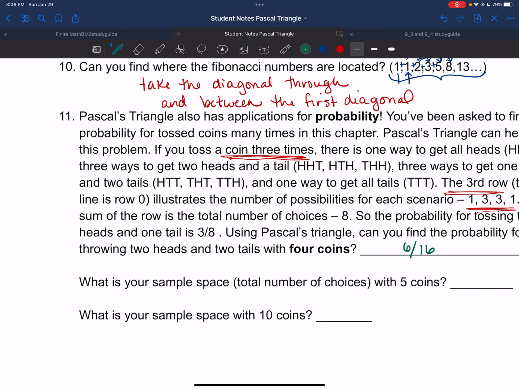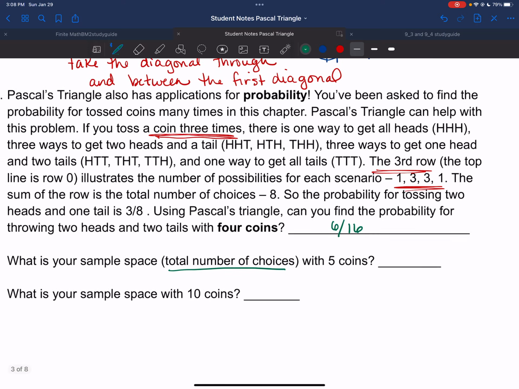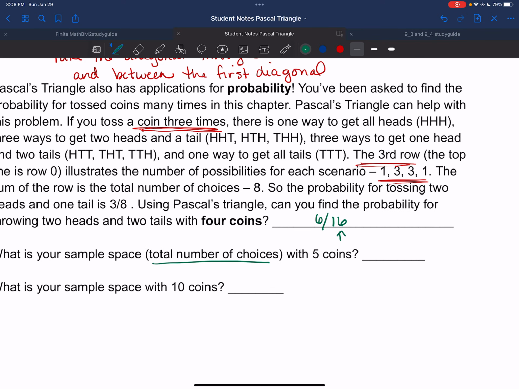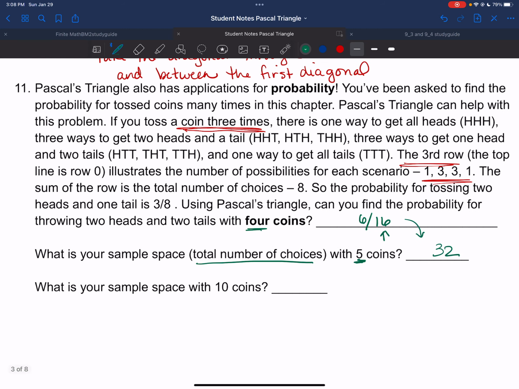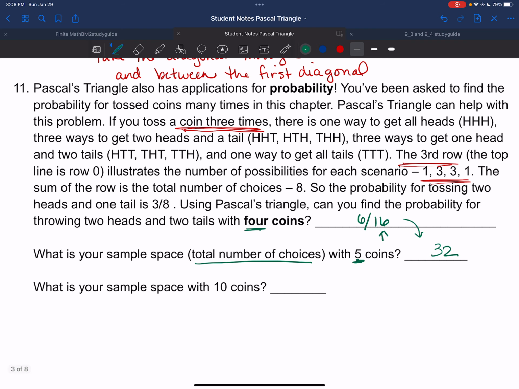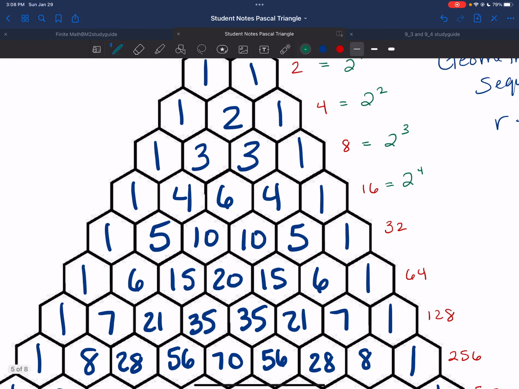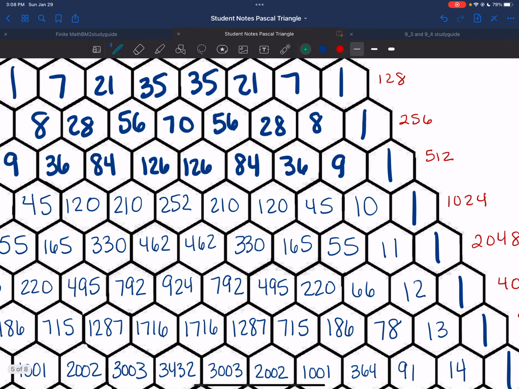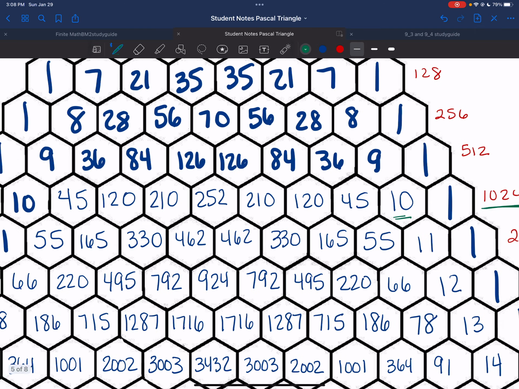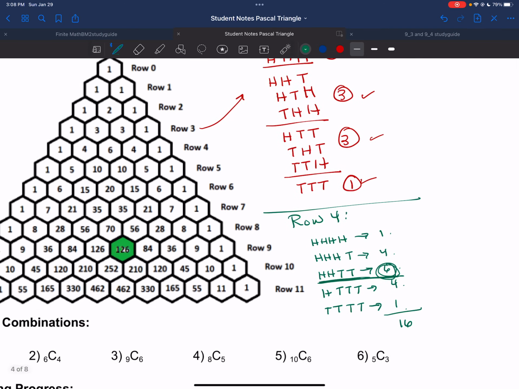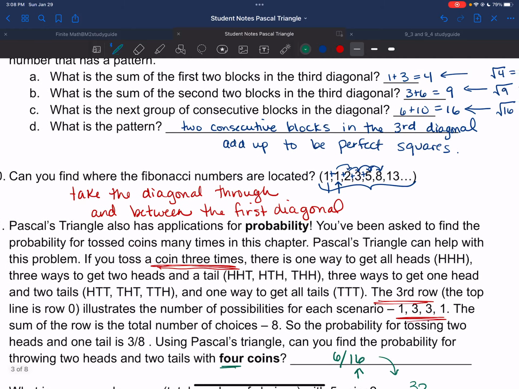Then the next question says, what is your sample space for 5 tosses or 5 coins? Well, my sample space is my total number of choices, just like I got 16 on this one. 5 is going to be 1 up from 4, so I'm going to double this, and I'll get 32. If I wanted to find my sample space with 10 coins, I would take a look at row 10, which is this one right here, and 1,024 is my sum on that.